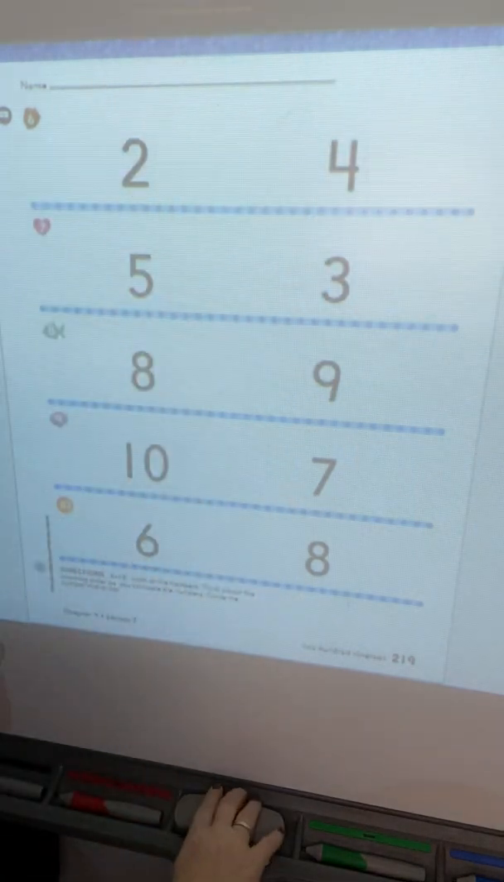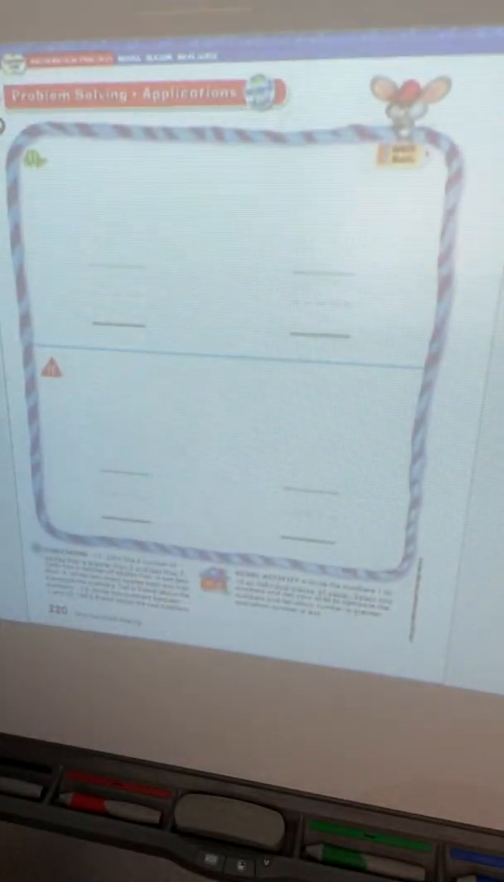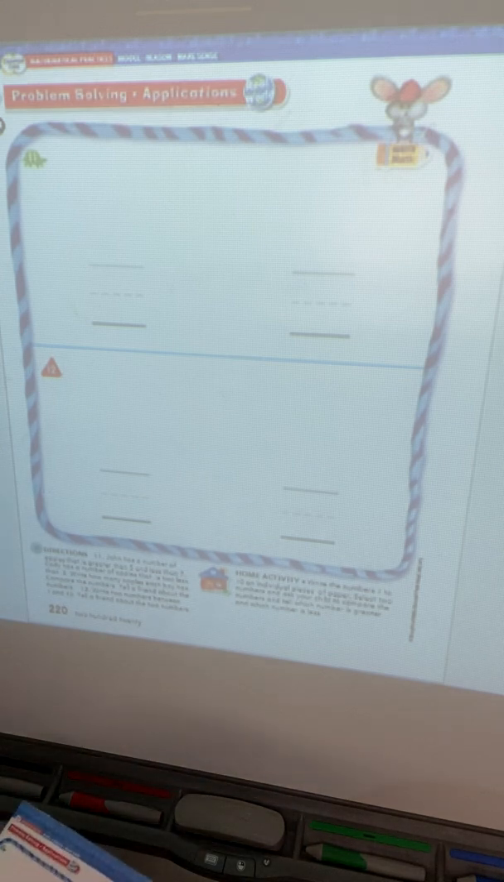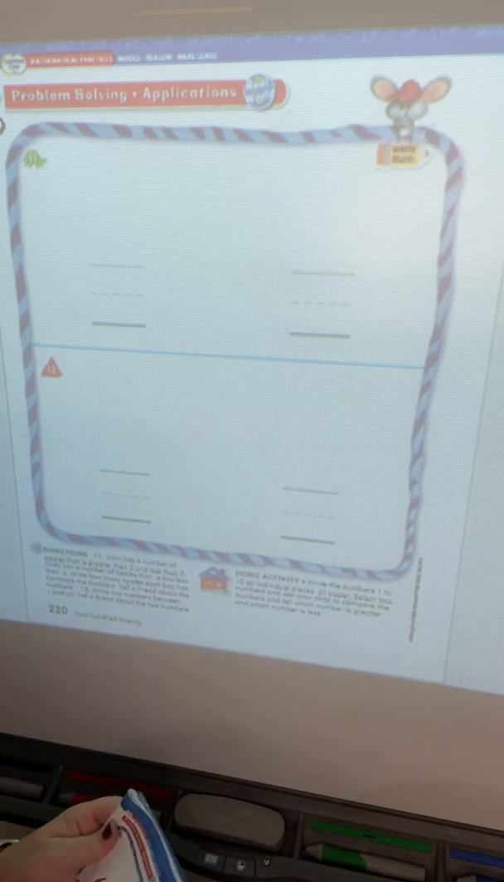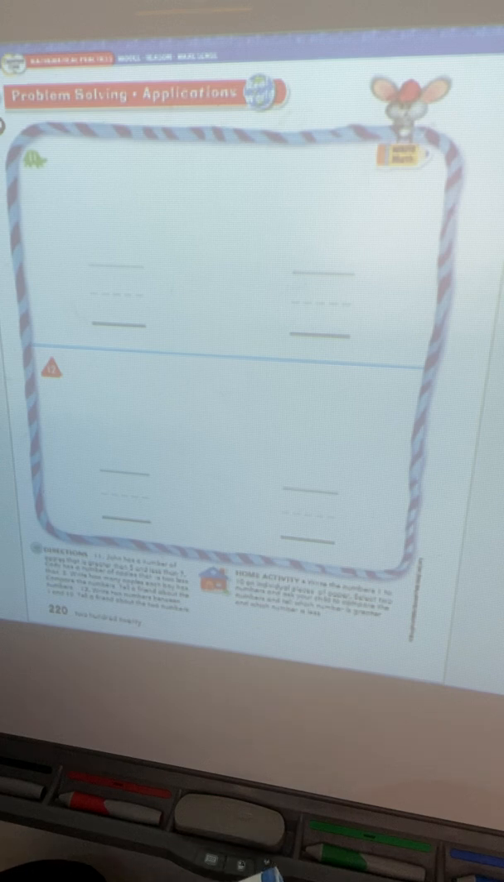So smart. Let's go to our very last page. And boys and girls, this is the last lesson before our test. We will take a test when you are in school the next time. So let's see. John has a number of apples that is greater than 5 and less than 7. Let's start with that one first.